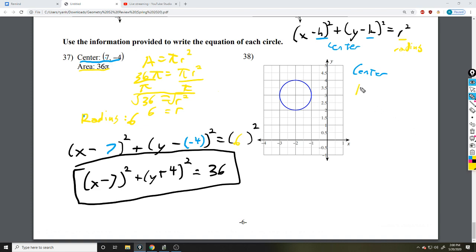Last one. Center. Our center of the circle is right here. So let's see. That would make our x coordinate be -2. And then our y coordinate being 3.